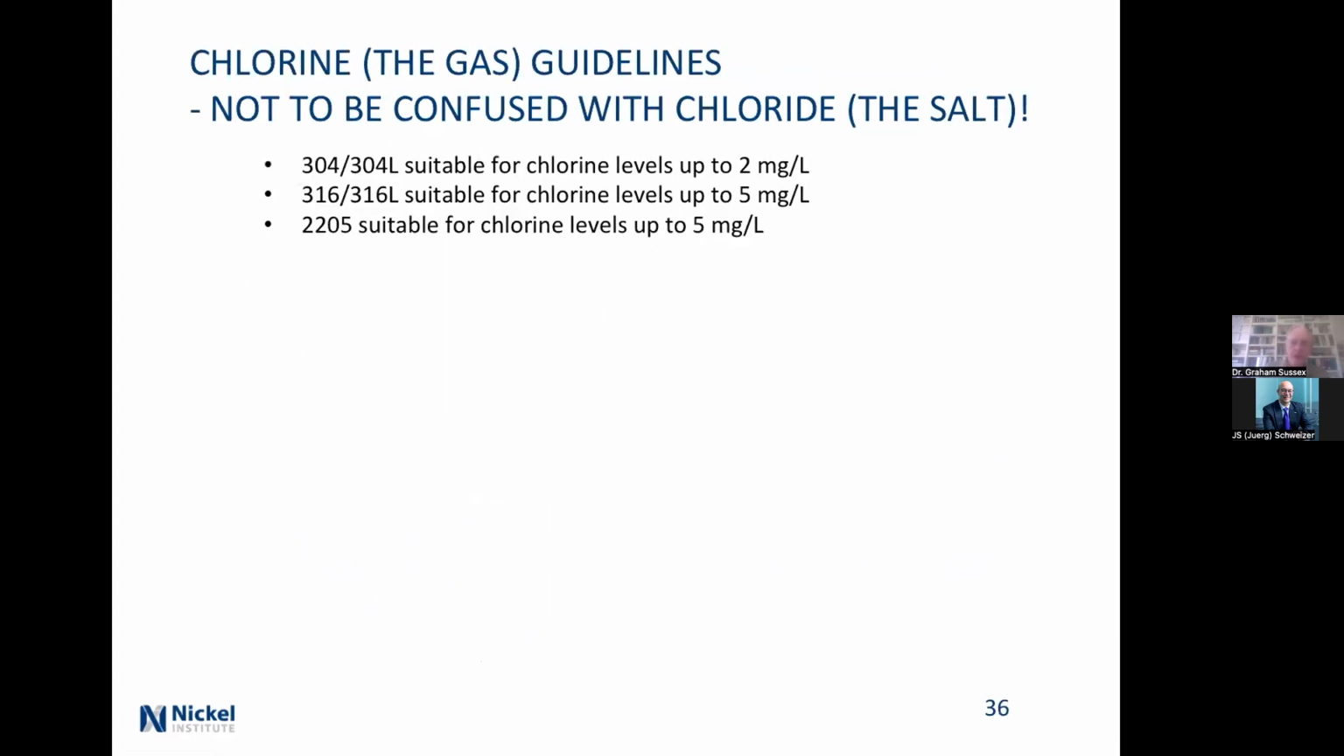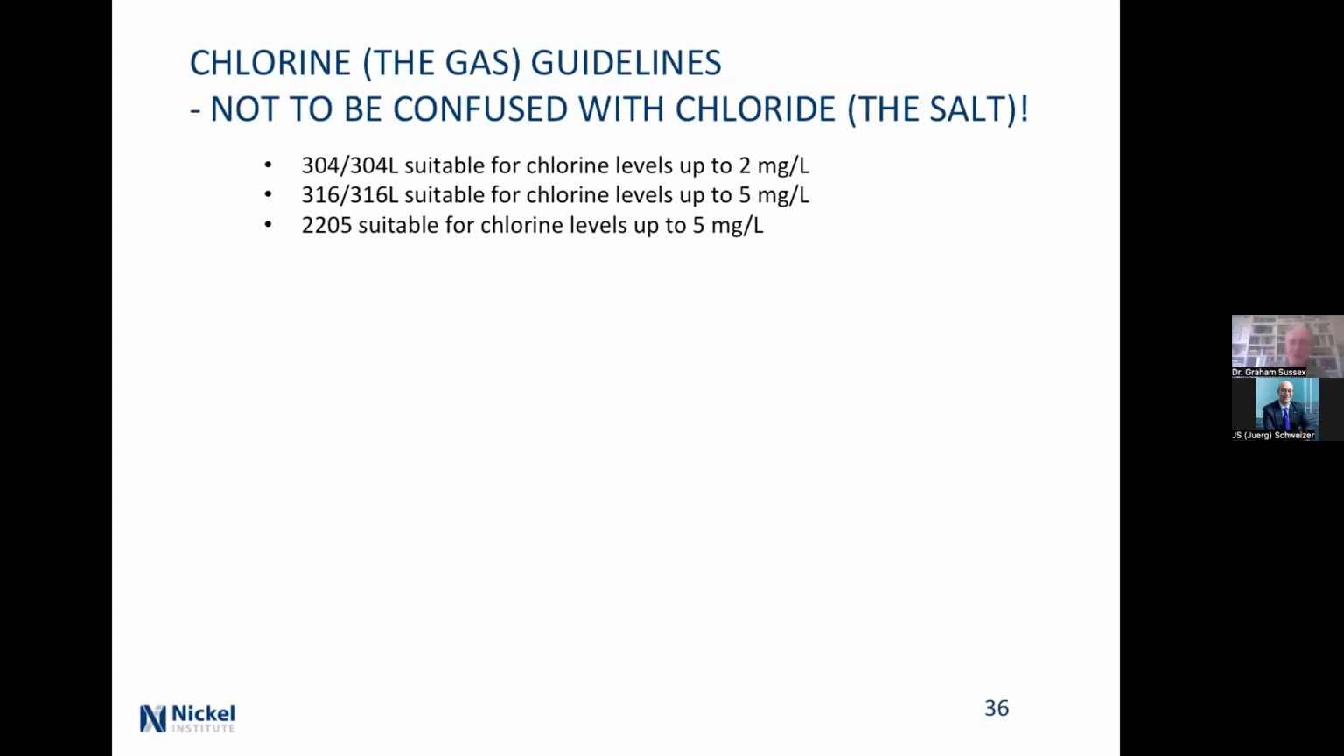All right, we're talking about chlorides. Let's now talk about chlorine gas, because you're trying to sanitize something. For 304, you can cope with about 2 milligrams per litre. You need about 0.5 milligrams per litre for good, safe killing of the bugs. And down to about 2, it'll still be reasonable.